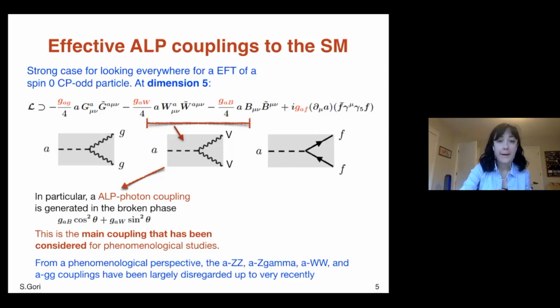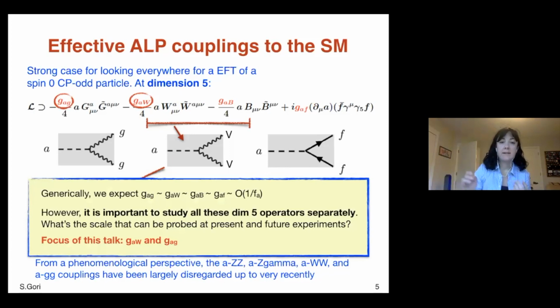And in particular, of course, what we expect is that all these couplings will scale like 1 over Fa, where Fa is the decay constant of the ALP. But in general, depending on the UV completion of this theory, these couplings can be quite different. So phenomenologically, we should try to probe all of them independently. And the focus of this talk will be to probe these first two couplings that you see here. And then I will comment a little bit on the other couplings and how they can be probed and what are the phenomenological consequences of those as well.